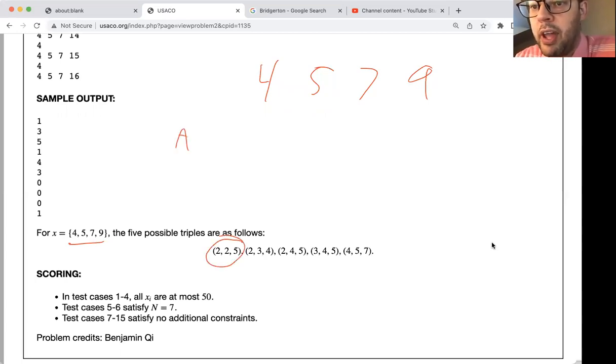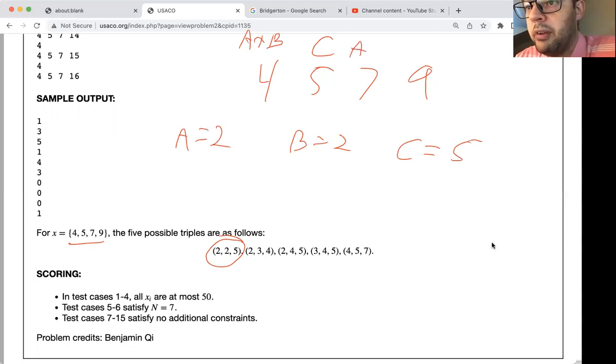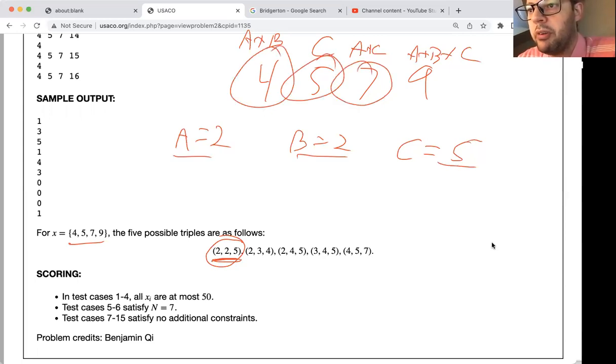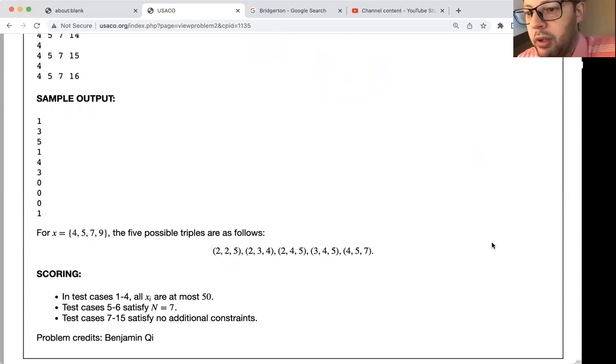So for example, here's a triple. If A is 2, B is 2, and C is 5, then here's a 5, that's C. Here's a 4, that's A plus B. Here's a 7, that could be A plus C, for example. Here's a 9, that could be A plus B plus C. And then we aren't given B plus C, but if we were, that would also be 7. So that is a valid triple because the numbers 2, 2, and 5 will allow us to generate all of these numbers.